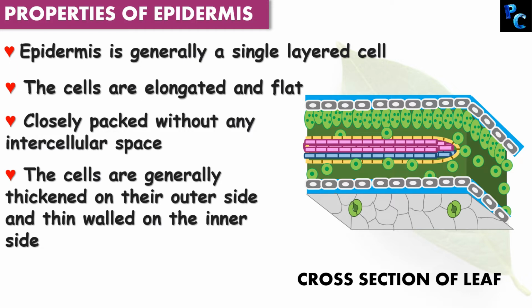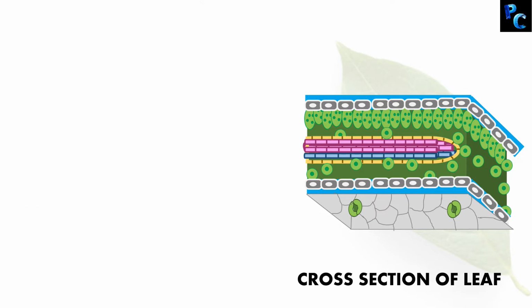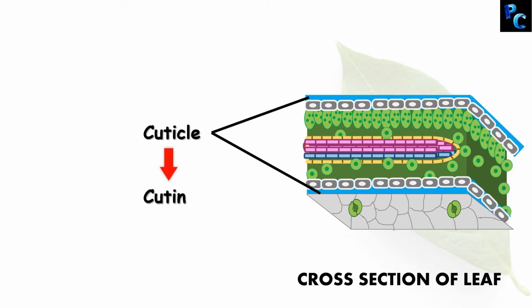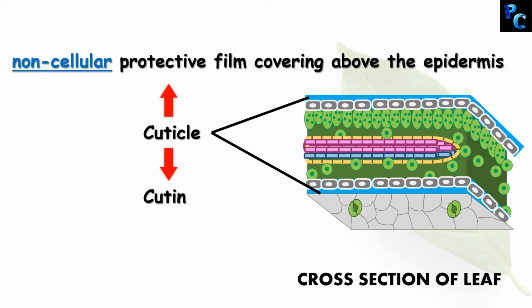The aerial parts of the plant, that is, the parts of the plant which are exposed to the air like leaf, stem, flower, fruits, etc., have another covering called the cuticle. Cuticle is made up of cutin and wax. So, cuticle is the non-cellular protective film covering the epidermis. In plants where they have limited water availability, the cuticle is very thick, like in desert plants. While in plants which grow in normal condition, the cuticles are not so thick.